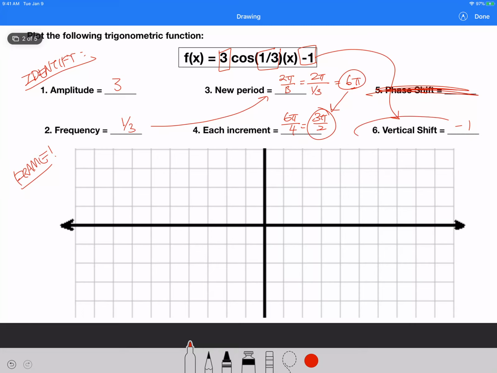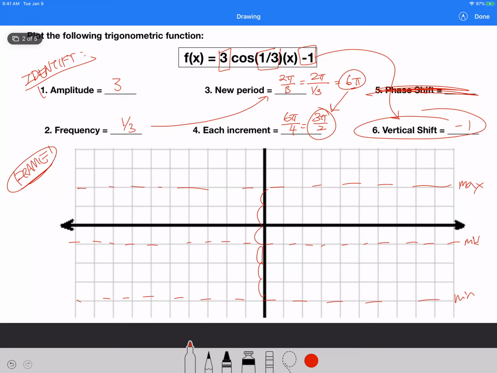You should first start with vertical shift. So I start at -1. Then I go down 1, 2, 3, and I go up 1, 2, 3, because those are my amplitudes. So the top will be maximum, this will be the middle, and this will be minimum. So now I have my framework that incorporates the amplitude and vertical shift. I eliminated them just to get them out of the way.